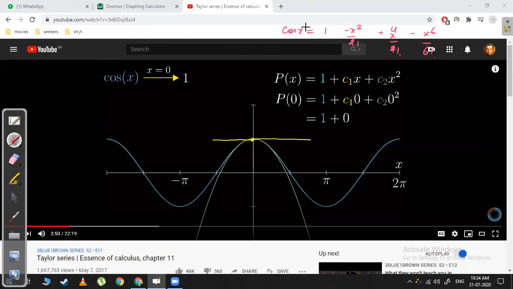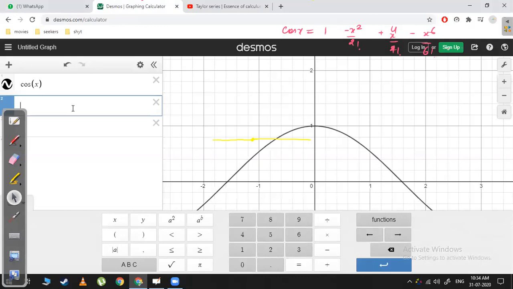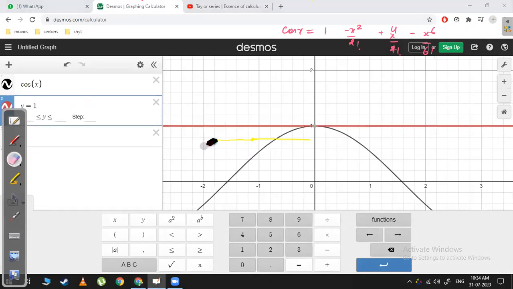So we know that this will be the expansion of cos, by differentiation and all that. So first I will write cos x, and then I will write the function y equals 1. Now see, for y equals 1, we have got first the tangent. Around that point we have found that the function will be here.